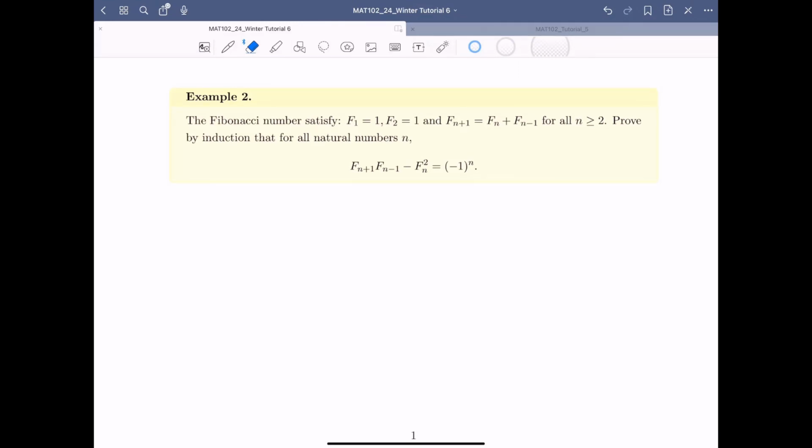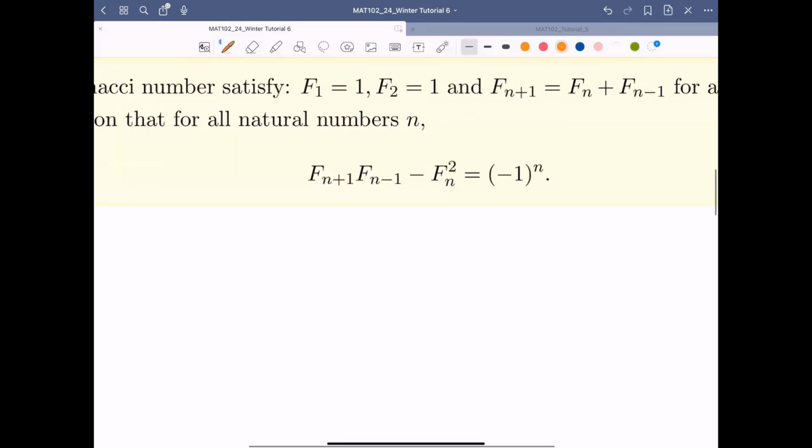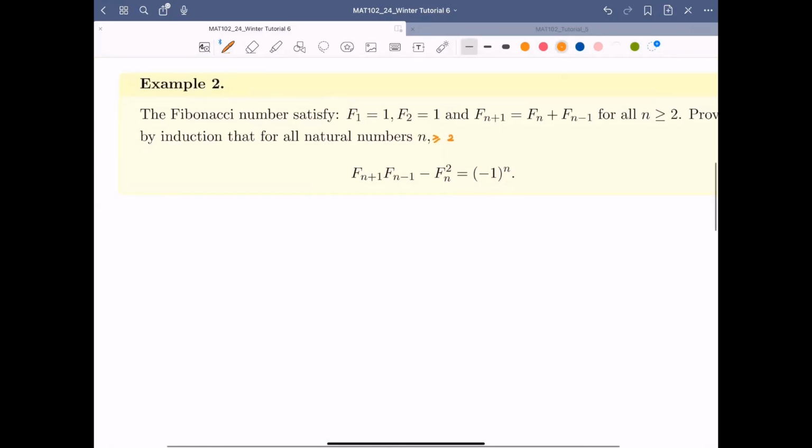So for this question, there is a typo. Add n greater than or equal to 2. It does not work for n equals 1. So for this question, I'll give you some time to work on it yourself because we did a lot of induction already and you were tested on it as well. So I'll give you some time to work on it.